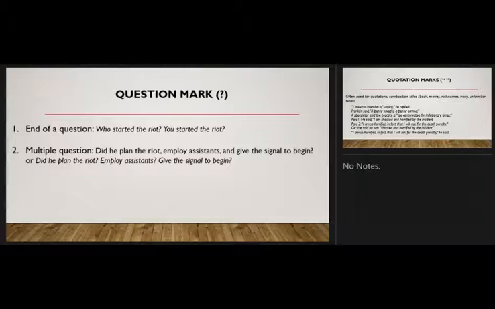The next one is the question mark. First, it's used at the end of a question, like who started the riot, you started the riot. Second, in multiple questions, like did he plan the riot, employ assistance, and give the signal to begin? And we can also use the question mark for the next example, like did he plan the riot? Employ assistance? Give the signal to begin? Use the question mark at the end of each part.